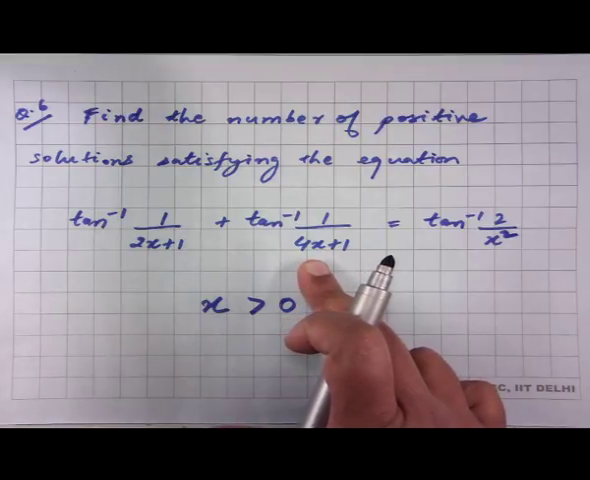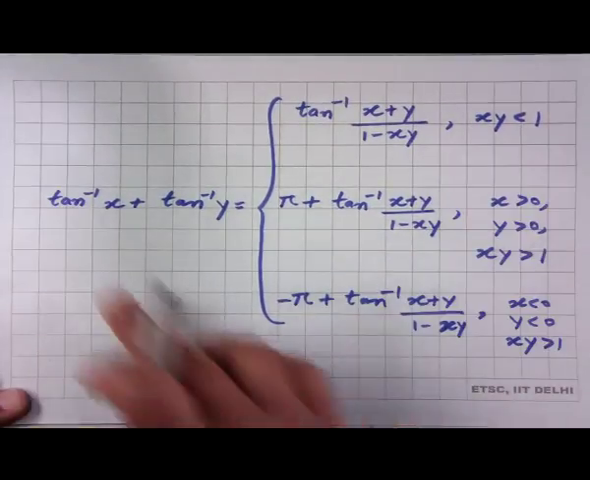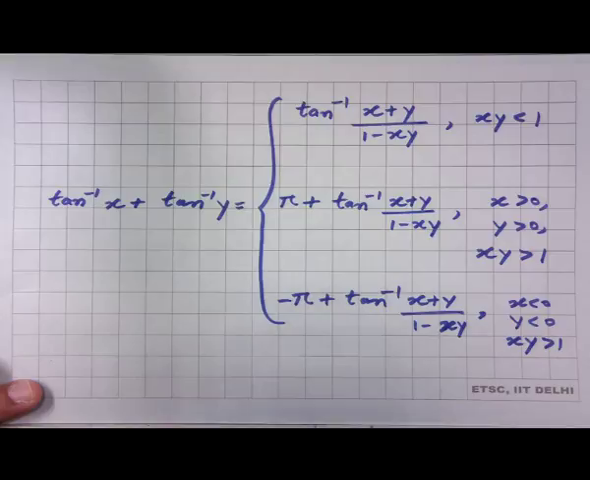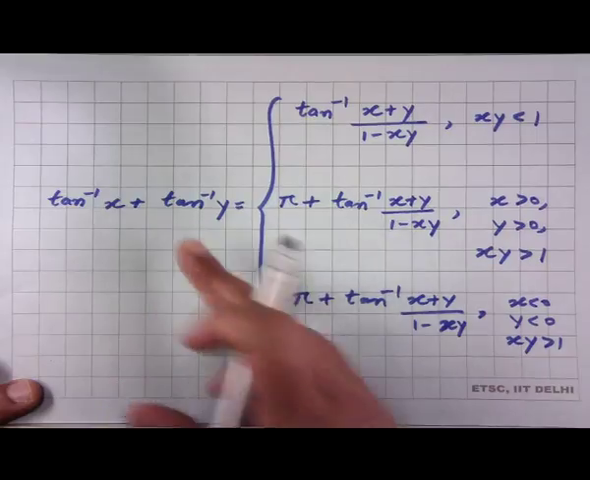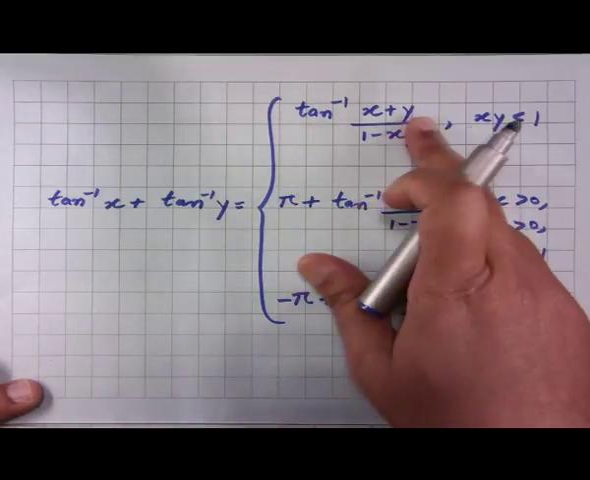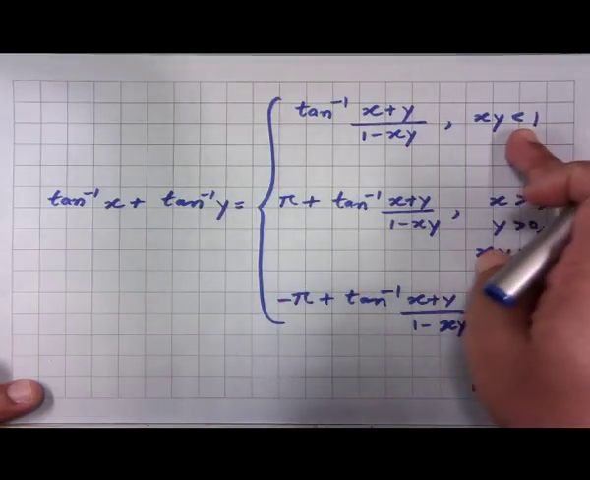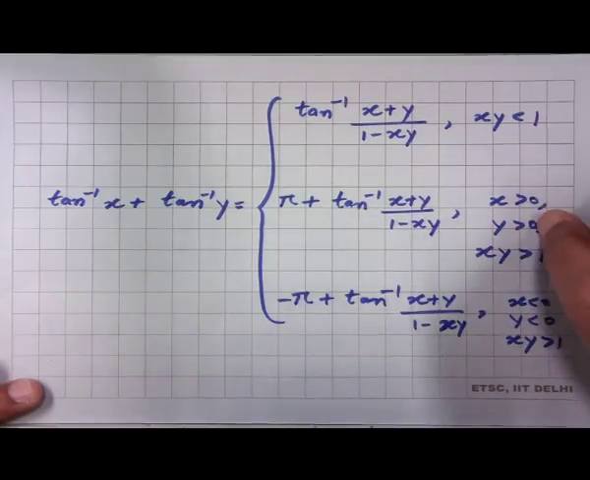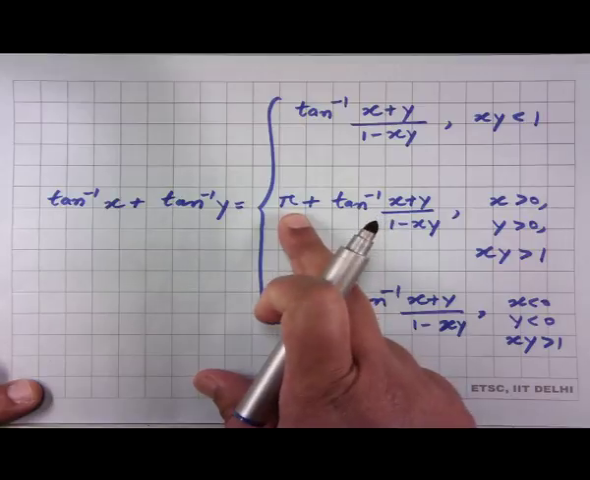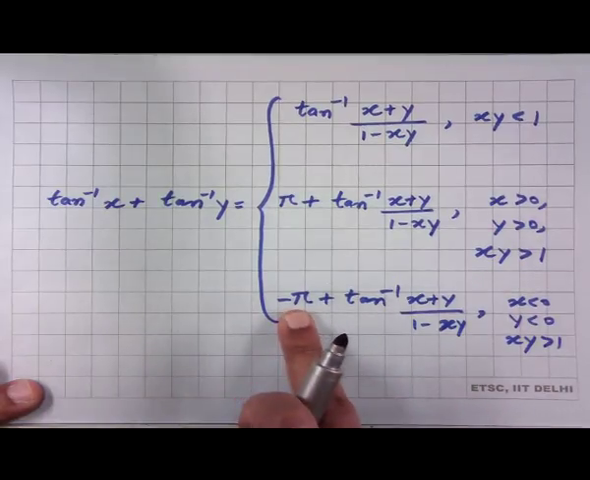So, just for you to recollect, we had in one of the previous lectures proved this particular identity that tan inverse x plus tan inverse y can be written as the tan inverse of x plus y over 1 minus x y if the product x y is less than 1, and if the product x y is greater than 1, then if both x and y are positive, then we just need to add plus pi. If x y is greater than 1, but both x and y are negative, then we need to add minus pi.